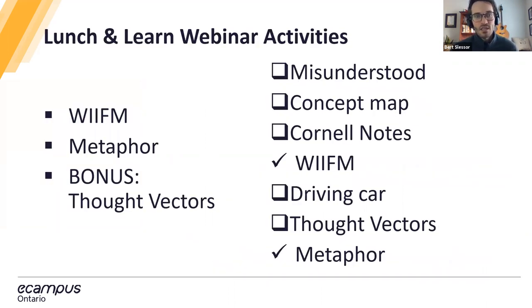The specific activities, on the right side, you'll see a list. For each badge, Alissa mentioned that it takes 4 to 6 hours to complete. So on the right-hand side, you're going to see all the tasks or activities that in combination would take 4 to 6 hours to complete and to work through the module content on our website. So there's a misunderstood activity, the concept map, Cornell notes, etc. The ones with the check marks beside them, the WIIFM, is called what's in it for me. And then we will also look at the metaphor activity. And if there's time in this session, then we'll also check out thought vectors.